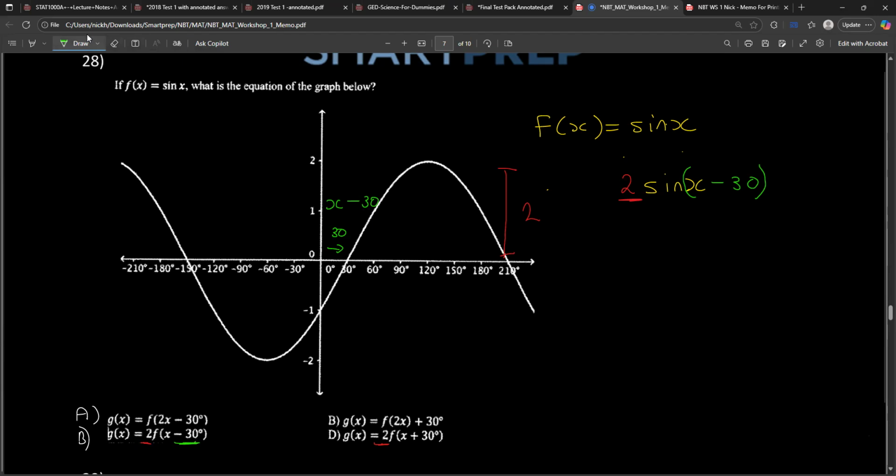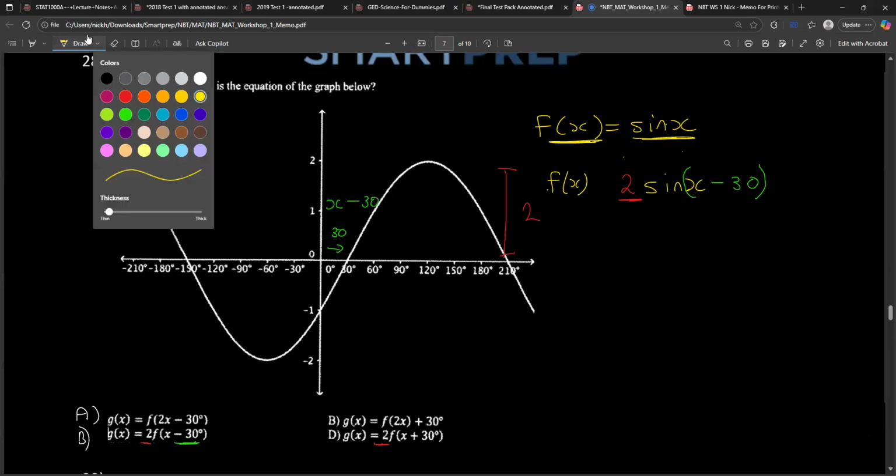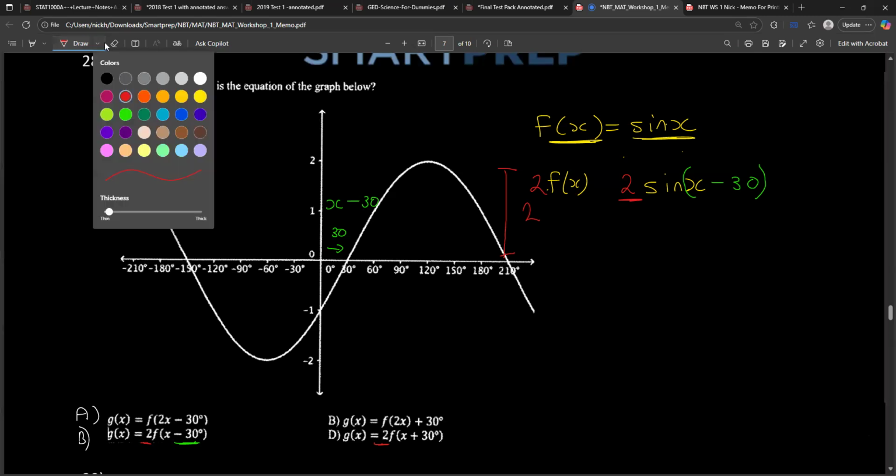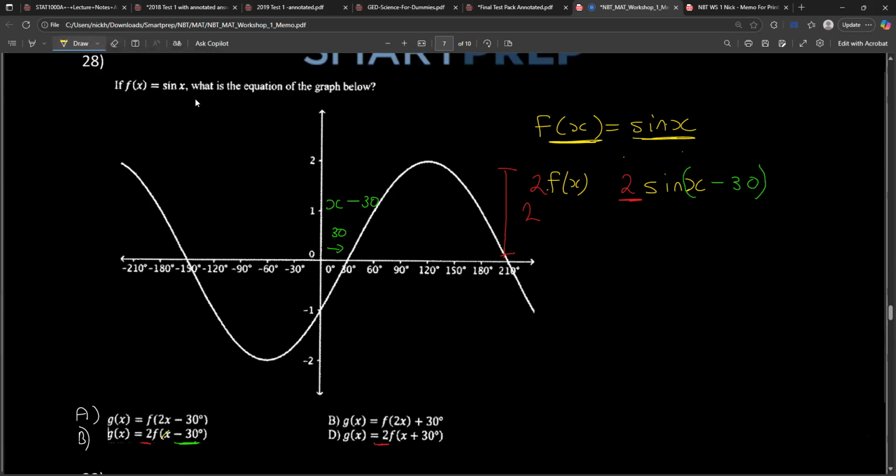And so the yellow part, remember, sine of x is yellow, which is also f of x. So basically, if you were to change f of x here, you'd put the 2 in front, and then it would be minus 30. So like that. There's the part in yellow. Oh, this has gone a bit bluey on me, but that's fine. So our answer here is B.